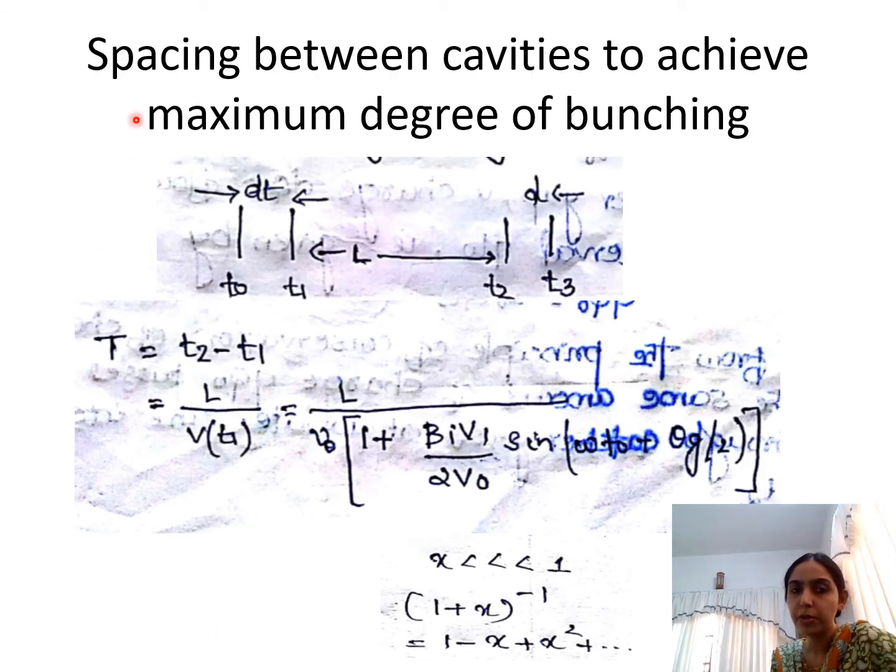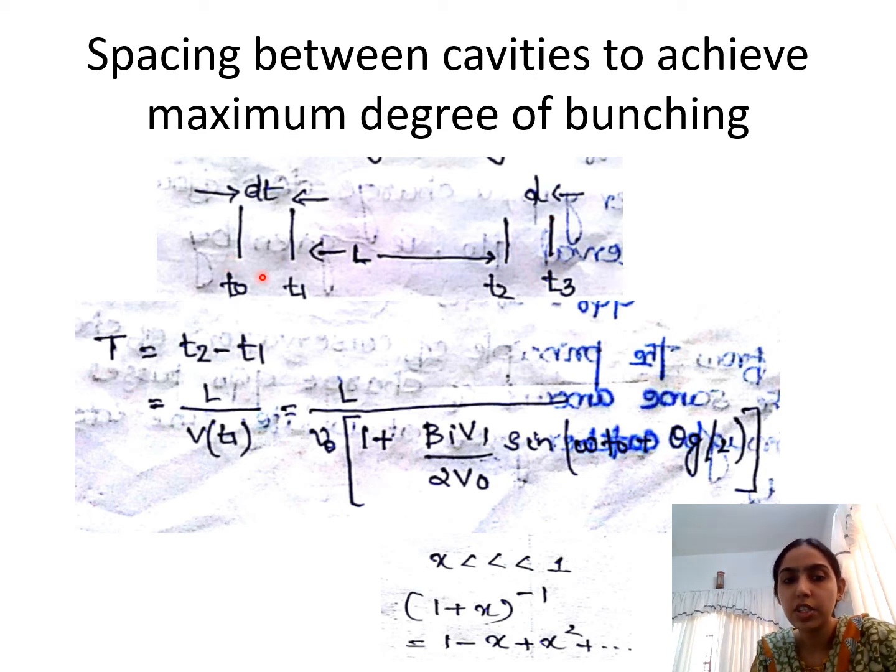Now, what should be the spacing between the cavities, that is the Buncher and the catcher cavities, to achieve the maximum degree of bunching? Now T0 here is the time at which the electrons enter the Buncher cavity. T1 is the time at which the electrons leave the Buncher cavity. L is the drift space between the two cavities. Now T2 is the time for the electron to enter the catcher cavity. T3 is the time at which electrons leave the catcher cavity.